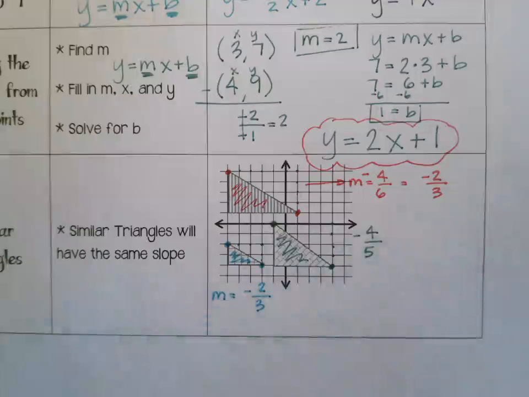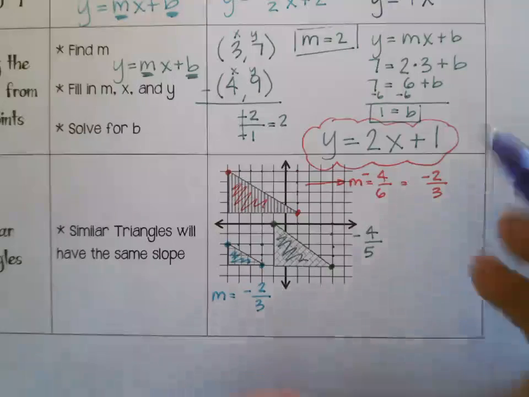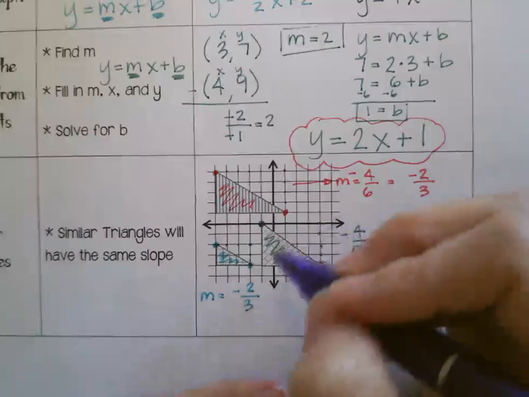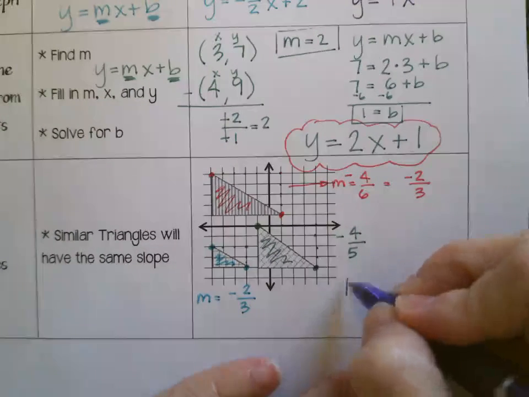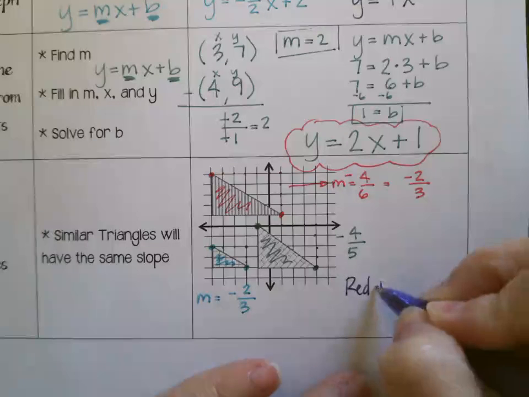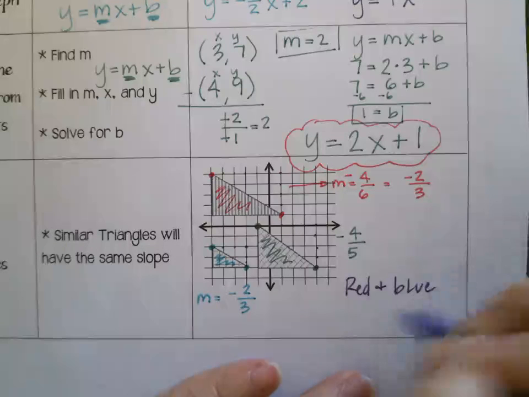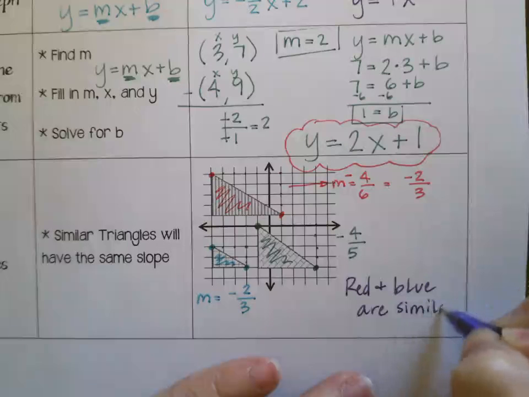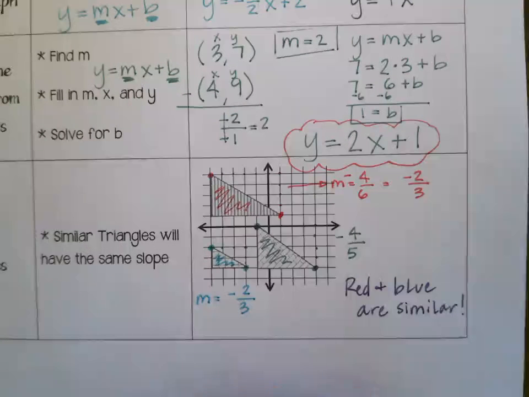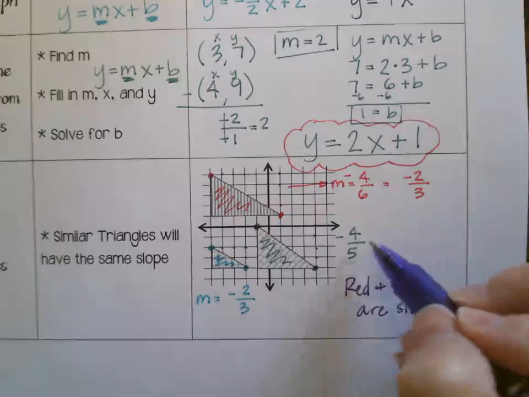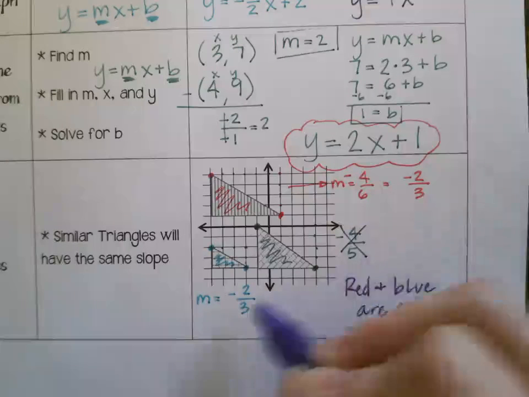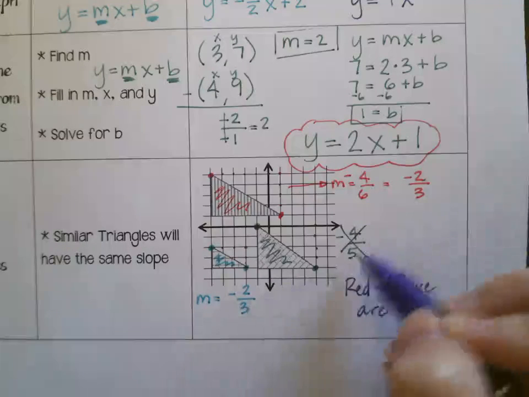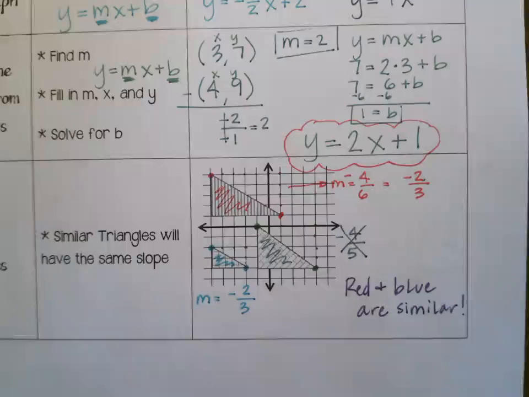So when I look at the three triangles that I have, I know that the red one and the blue one are similar. So red and blue are similar, but the green is not. And the reason why the green is not similar is because when I got their slopes, they were not the same.